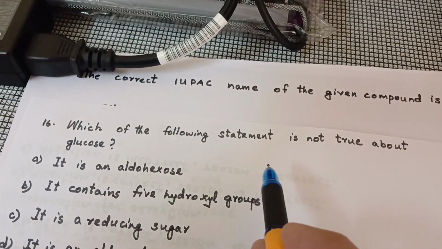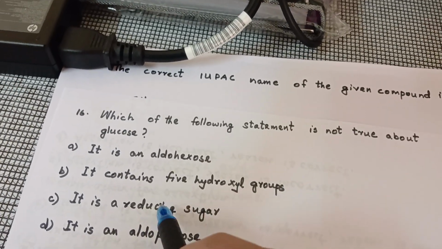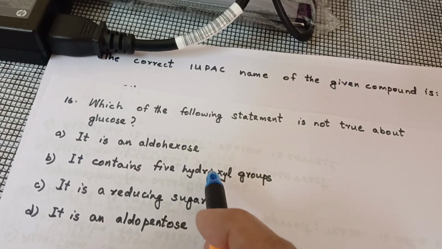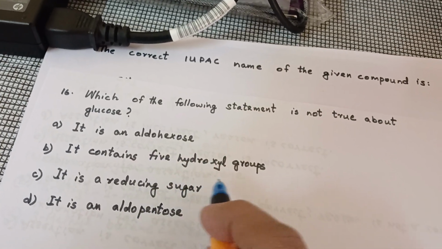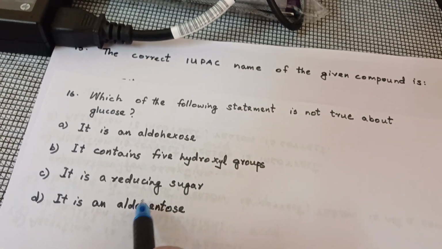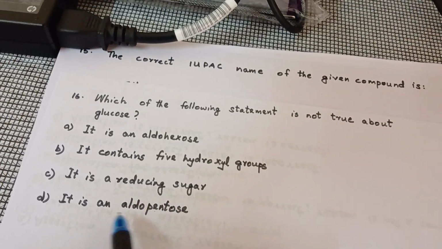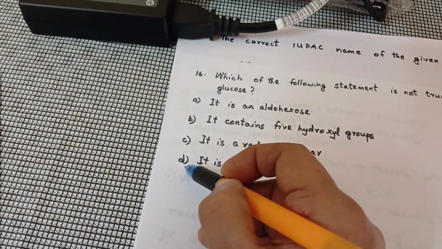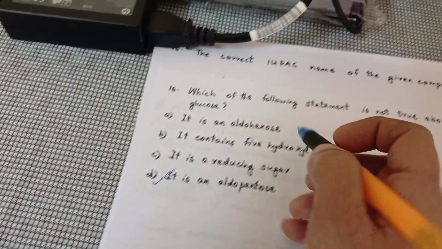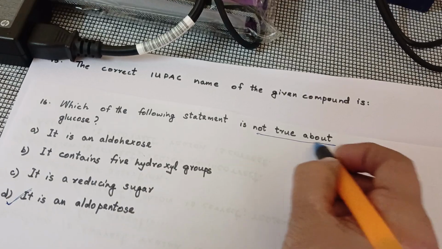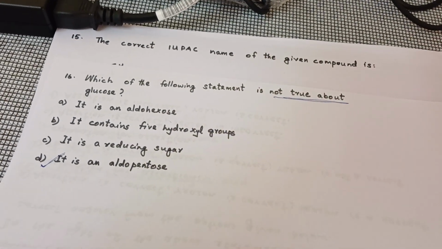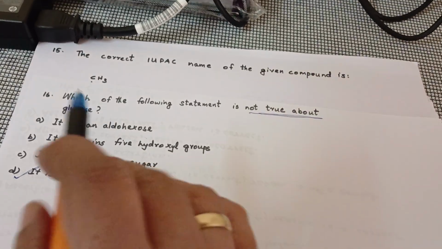Next question, that is question number 16. Which of the following statements is not true about glucose? It is an aldohexose. It contains 5 hydroxyl groups. It is a reducing sugar. It is an aldopentose. No, it is an aldohexose. Glucose is an aldohexose. So we are asked for the statement which is not true. So this is not an aldopentose, but it is an aldohexose because it has 6 carbons.